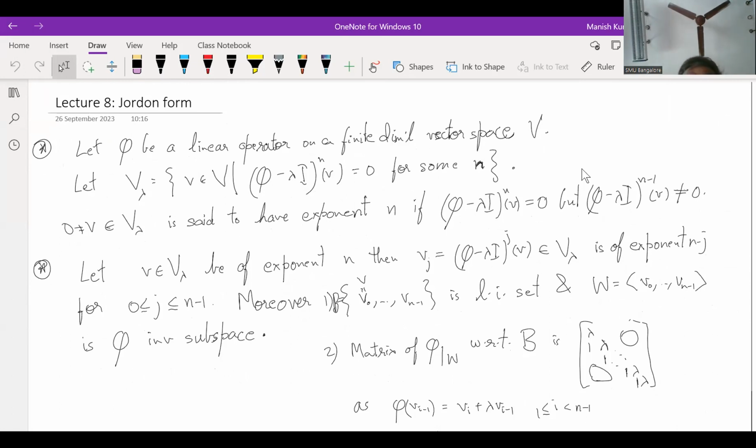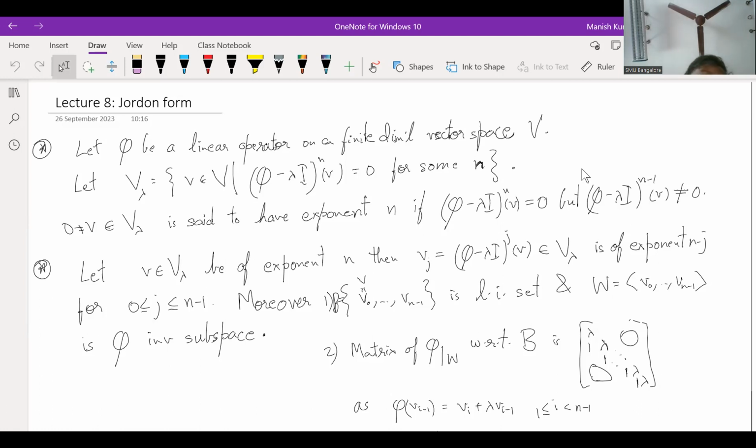So phi is a linear operator on a finite dimensional vector space V. Then V lambda is basically all v in V such that some power of phi minus lambda I kills v. And we know that the non-zero elements of V lambda are precisely the generalized lambda eigenvectors.